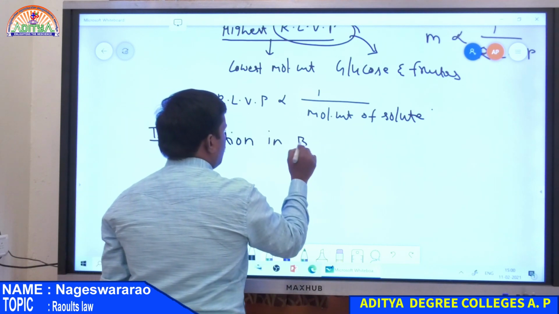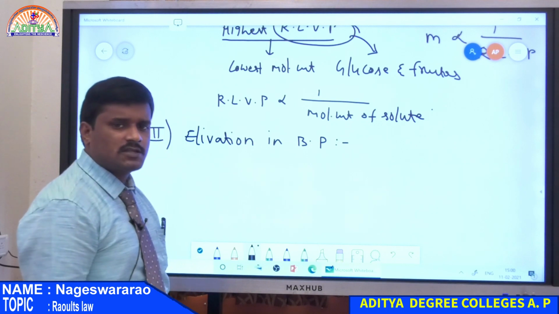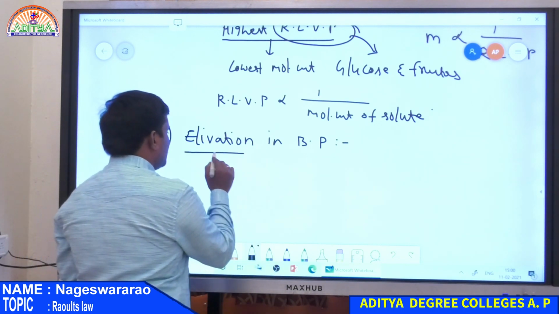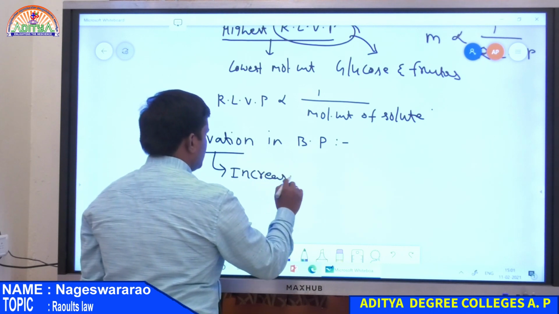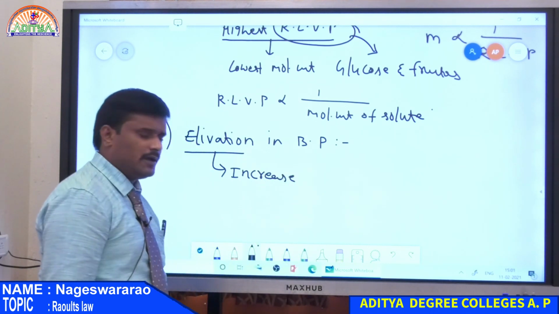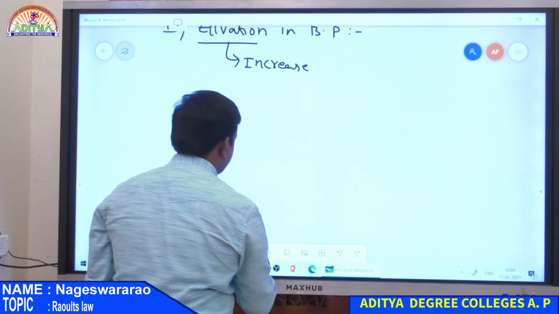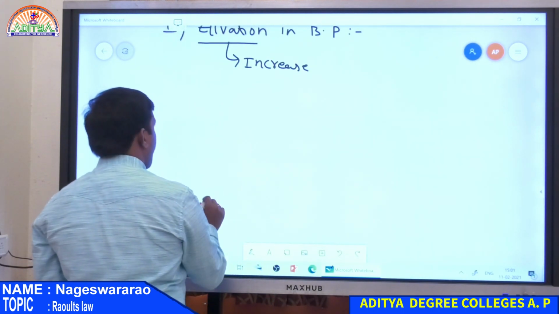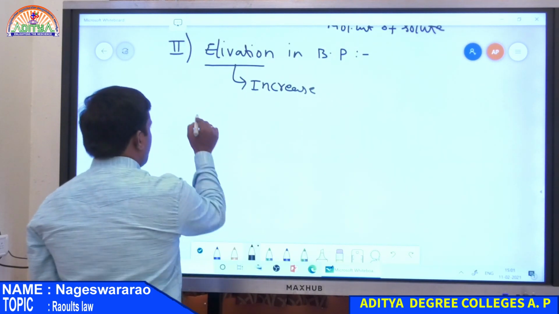Elevation in boiling point. So what is the meaning of elevation? Elevation in this sense means increase in boiling point. So first of all, what is boiling point?